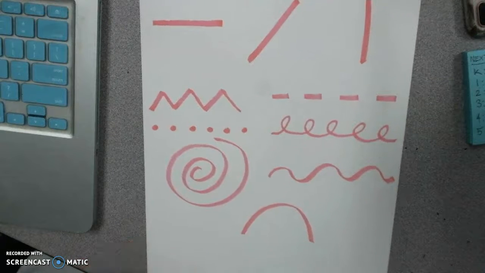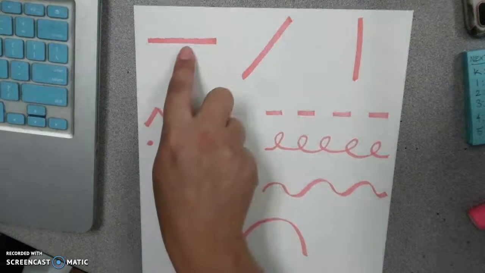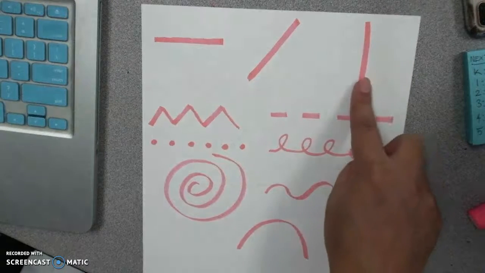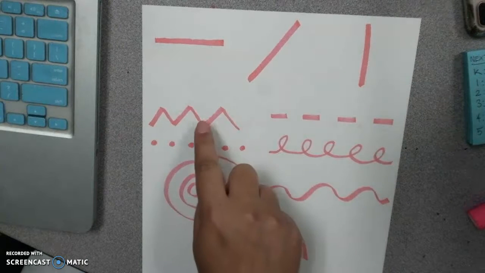All right, those are all the main ones that we need to know. Let's see if you remember what they're called. When I point, you can say it with me if you know the answer. Horizontal, diagonal, vertical. Those are our three straight lines.